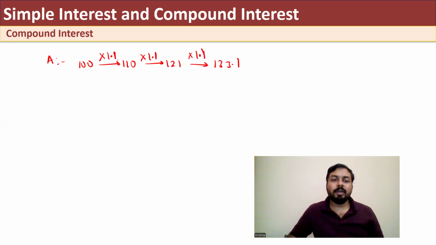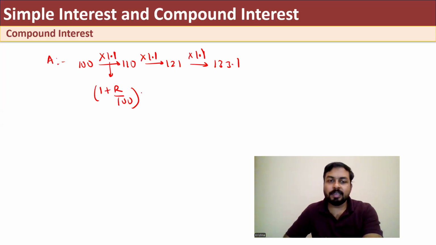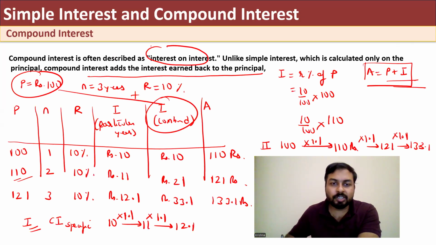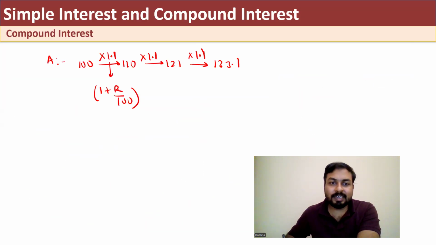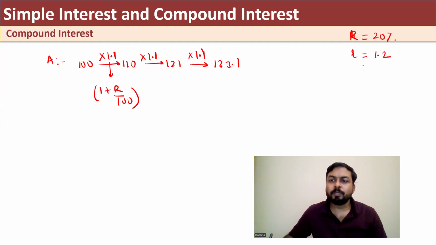Now, if you observe the common ratio, you will notice that it is 1 plus R by 100. What is R? R is the rate of interest. In the example I have taken, because I have taken the rate of interest as 10%, the common ratio has become 1.1, which is 1 plus 10 by 100. If I would have taken the rate of interest as 20%, then the common ratio would have become 1.2. So the common ratio is nothing but 1 plus R by 100.